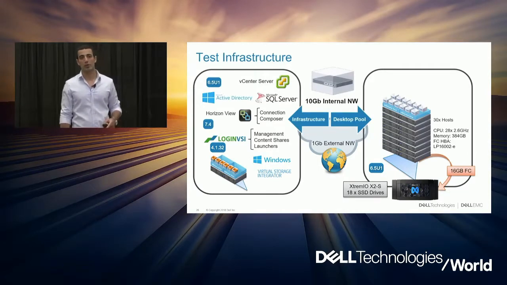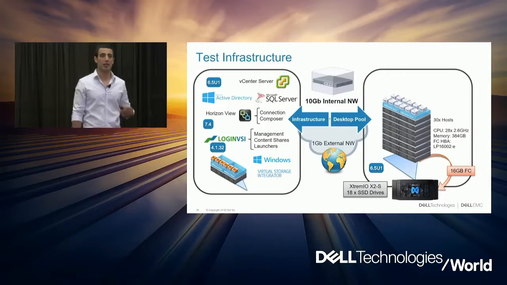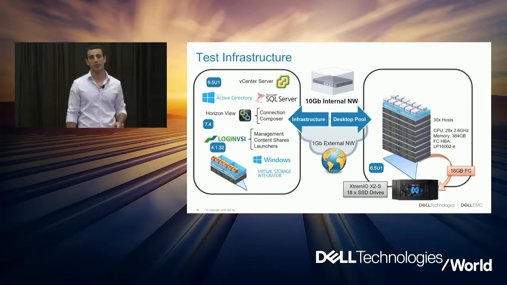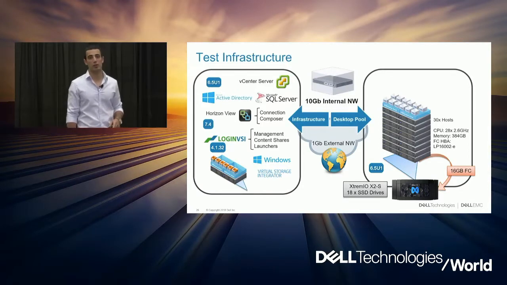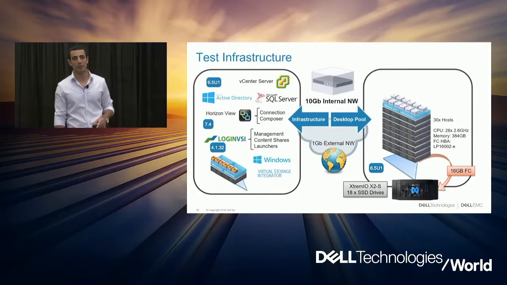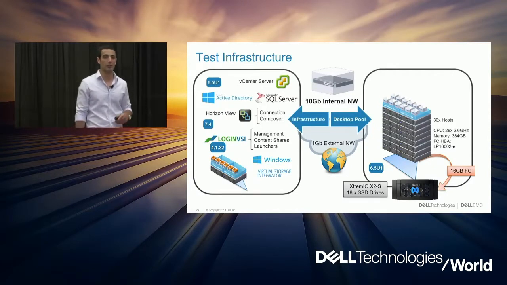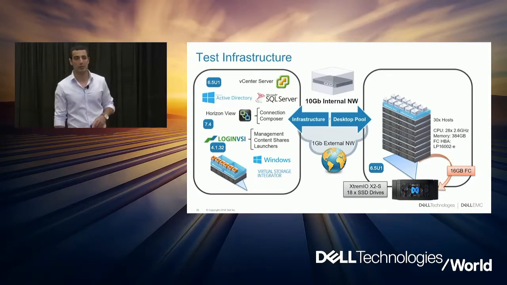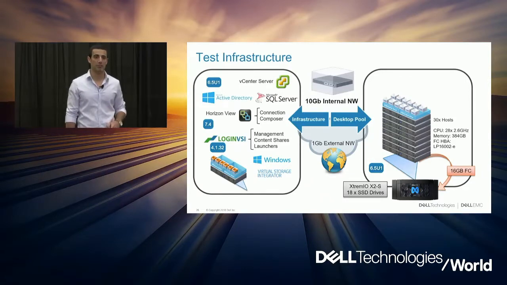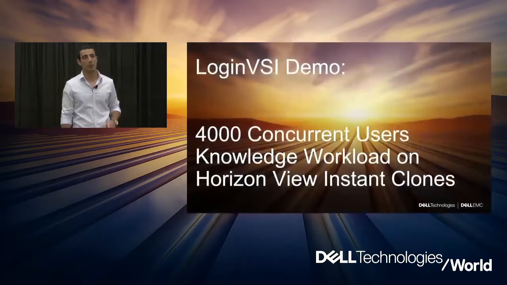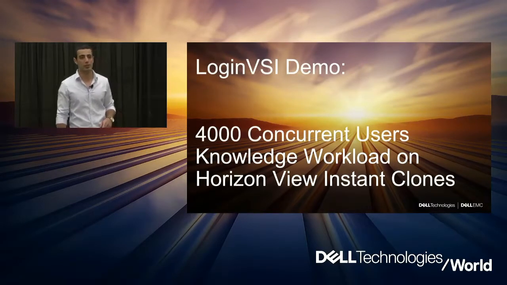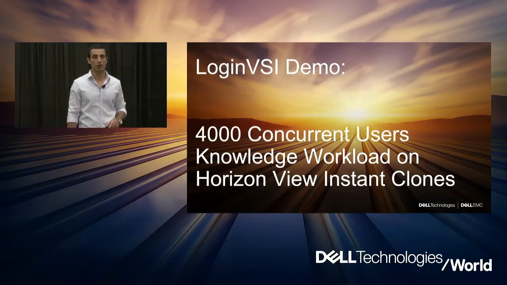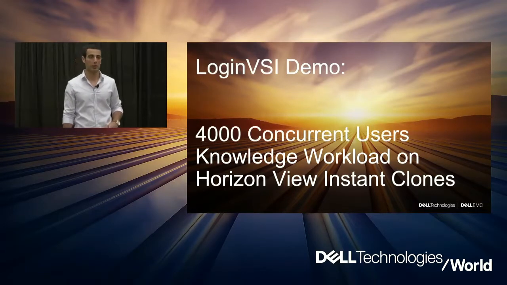If we talk about the physical connectivity and the physical hardware that was used for the test, we can see that we have a cluster that manages 30 ESXi hosts, connected via 16 gigabit Fibre Channel to a single XtremIO X brick, which has 18 SSD drives. And now, let's see a live demo of 4,000 concurrent users running the knowledge worker workload on Horizon View instant clones.